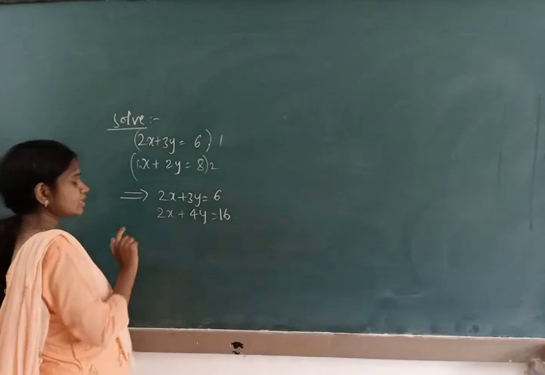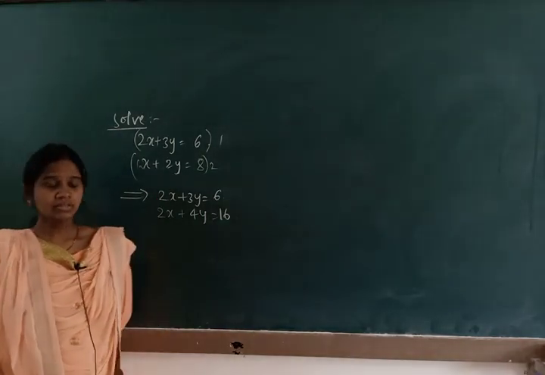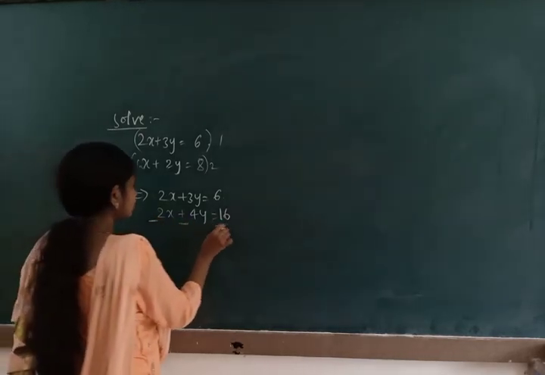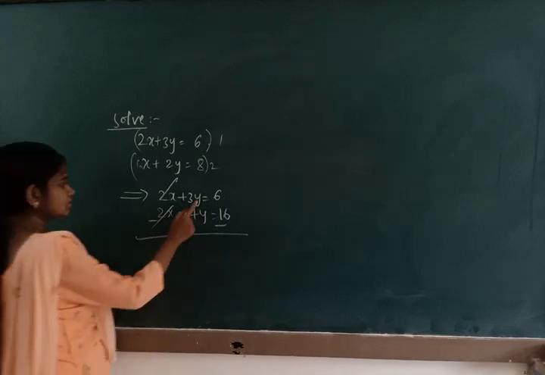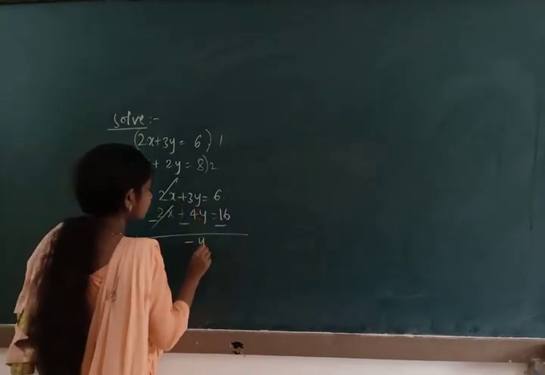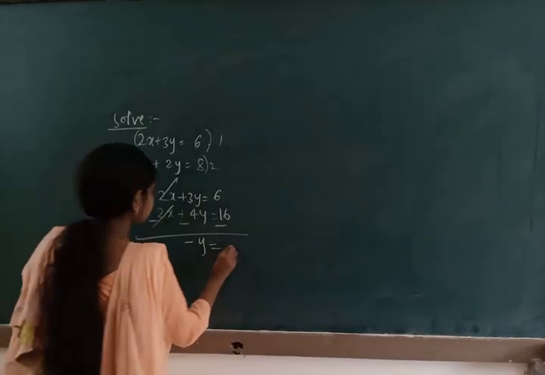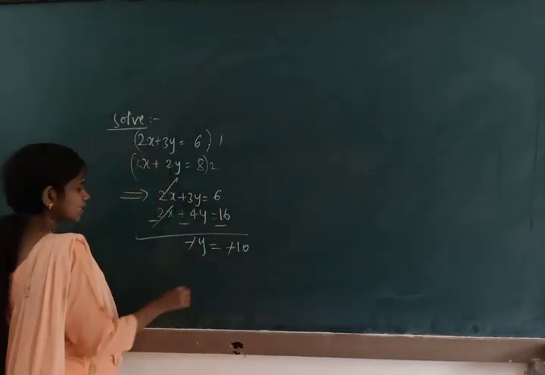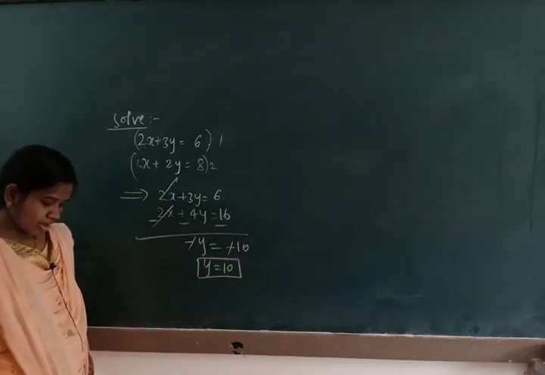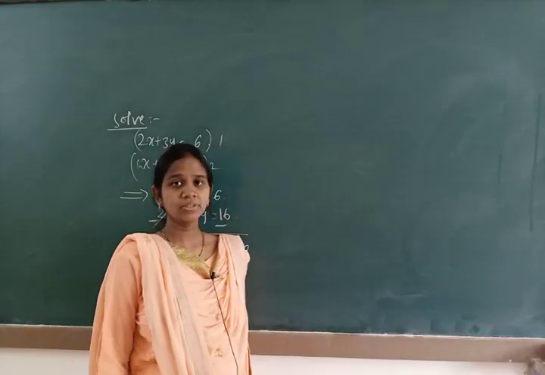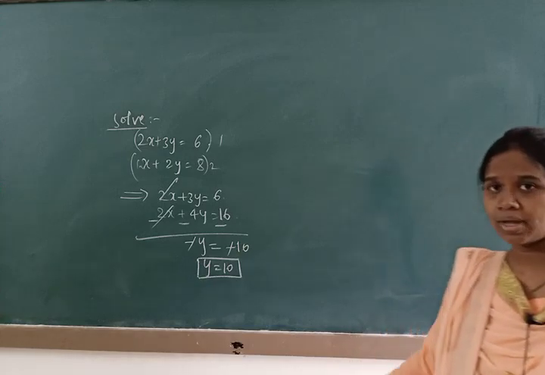Change the sign, we can't cancel plus 2x because both are the same in sign. So you have to change the sign throughout the equation. Plus 2x minus 2x gets cancelled, 3y minus 4y is minus y, is equal to 6 minus 16, it's minus 10. Minus with minus cancel out, y is equal to 10. I know we are familiar with this type of problems, but we have to make a recapitulation of how to solve such problems.